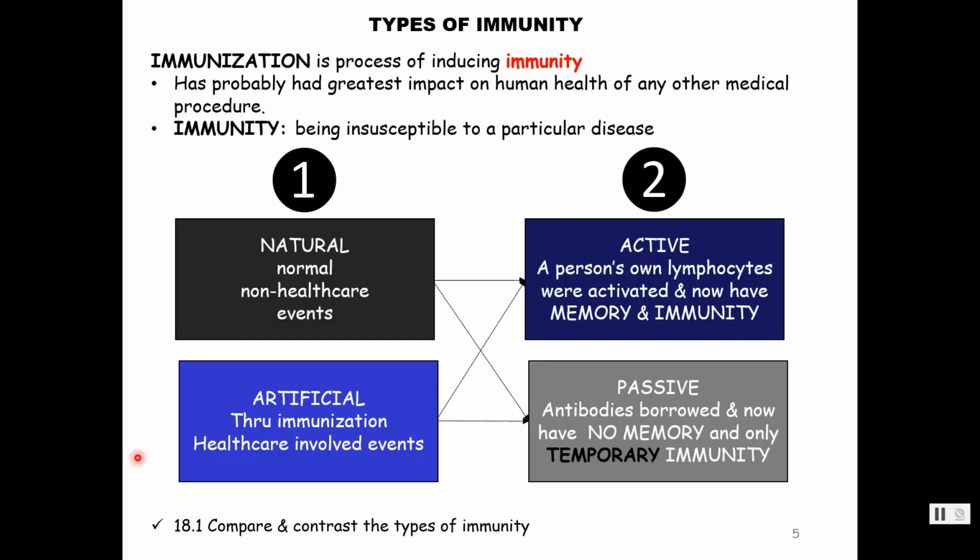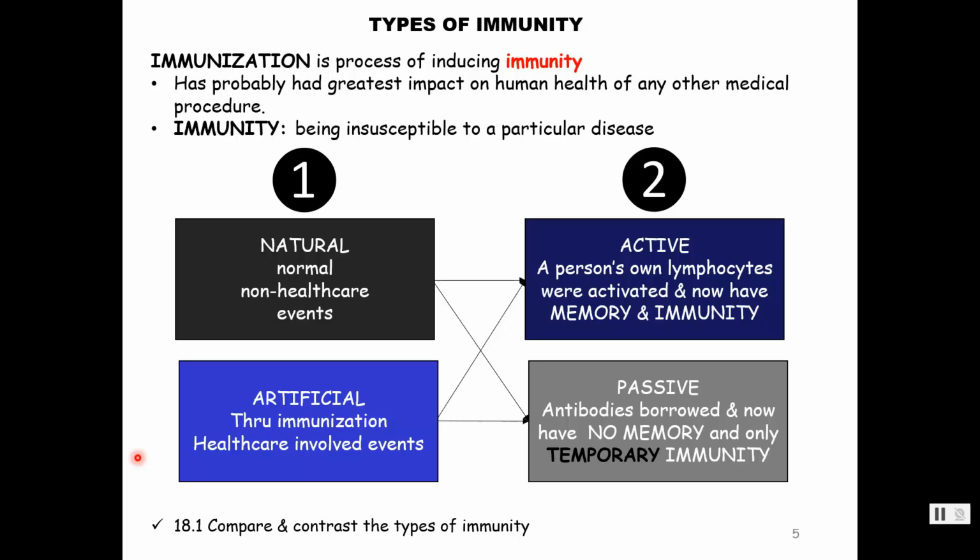Okay, so let's look at immunization. Immunization is the process of inducing immunity. And we say that someone has immunity. It means that they can become exposed to a particular pathogen, yet they won't get the disease. Immunization has probably had the greatest impact on human health above any other medical procedure. And so there's different types of immunity, and it's always going to be a combination of two words.